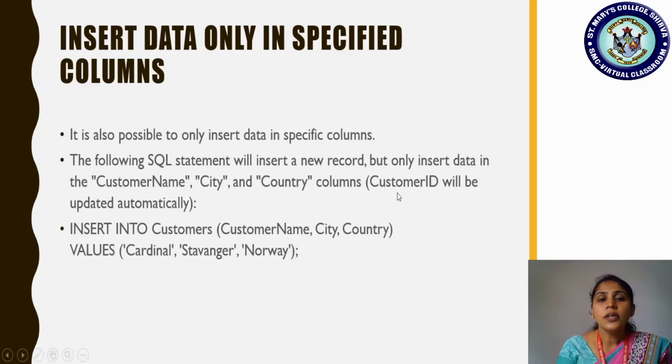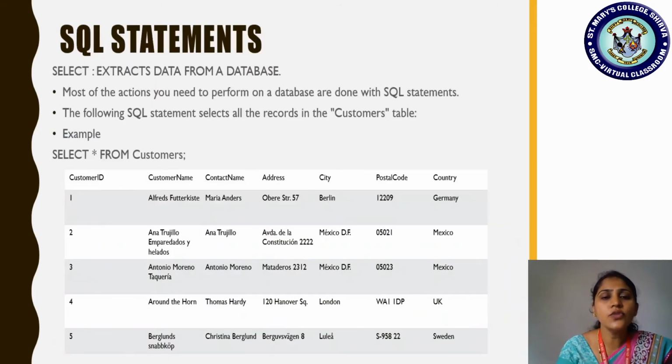Here they have said it is possible to insert data only in specific columns, and here customer ID will be updated automatically. When we didn't mention customer ID, the ID information will be automated. For example, in MS Access we have used the AutoNumber data type. For whichever field we select, like roll number, it is automatically numbered when the data is inserted into those rows.